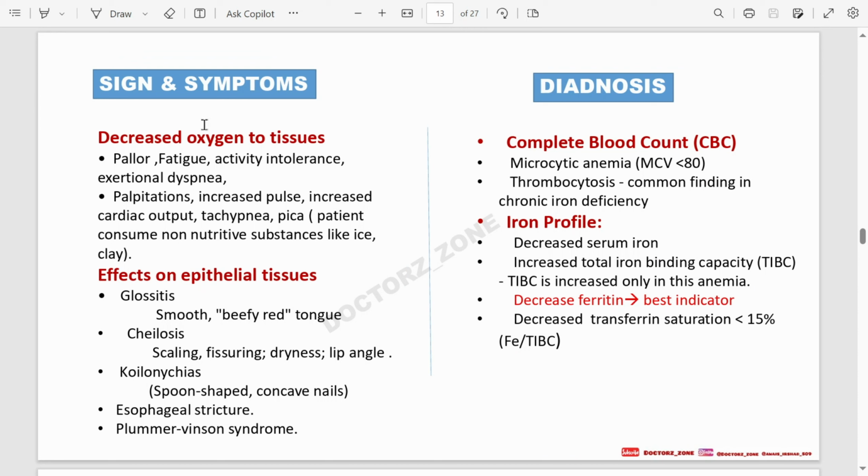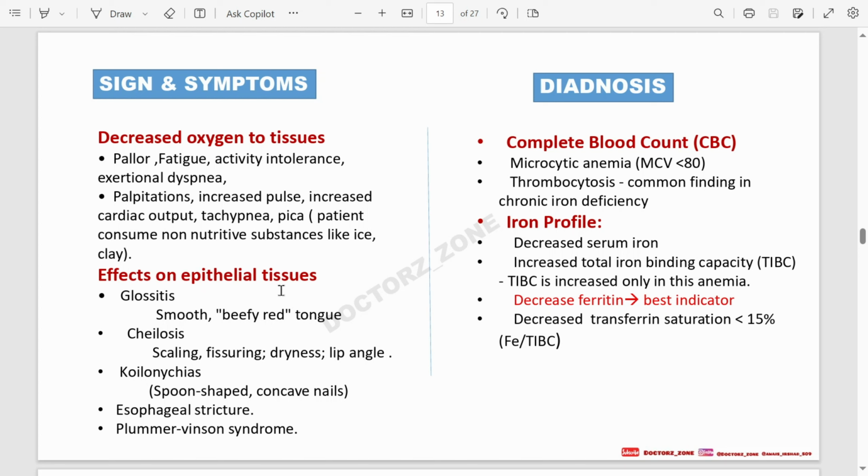So what are the signs and symptoms of iron deficiency anemia? First, signs and symptoms due to decreased oxygen to the tissues. These are pallor, fatigue, activity intolerance, exertional dyspnea, palpitation, increased pulse, increased cardiac output, tachypnea, and pica, in which the patient has a desire to consume non-nutritive substances like ice and clay.